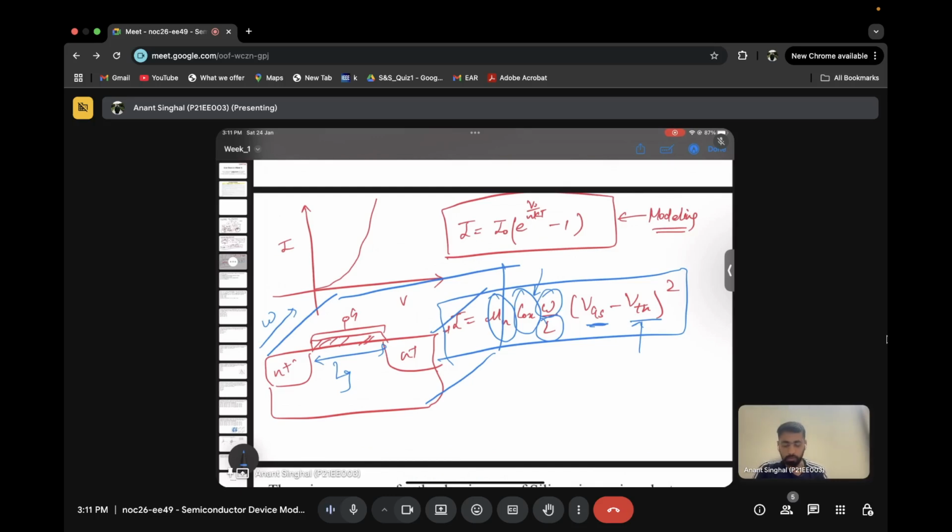And this is not as simple as it looks. We know that as device scaling is happening, a lot of undesirable effects are coming into the picture, which we call short channel effects. So has anyone heard about short channel effects? Any idea, guys?